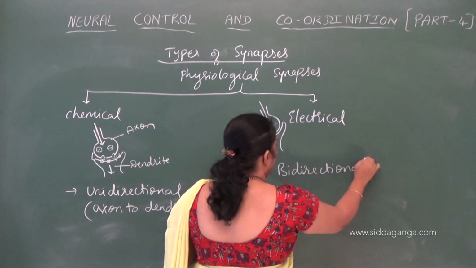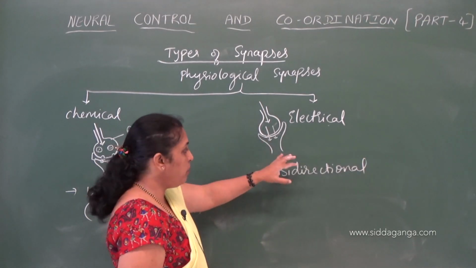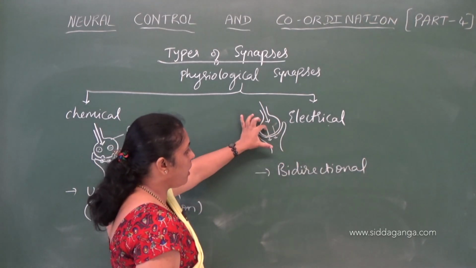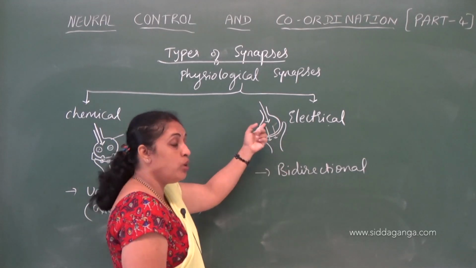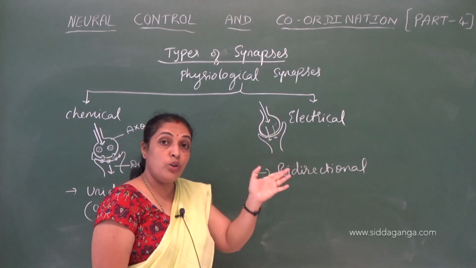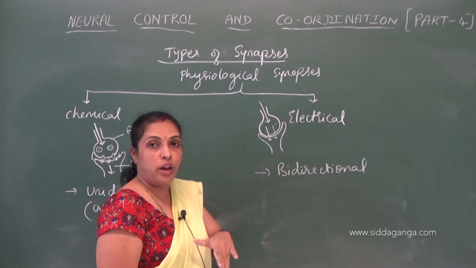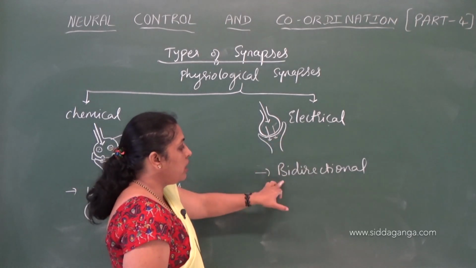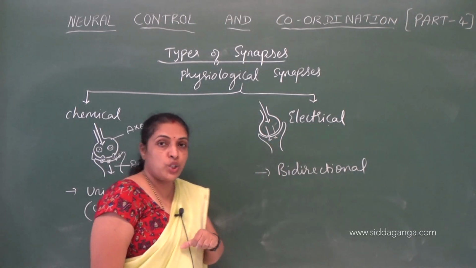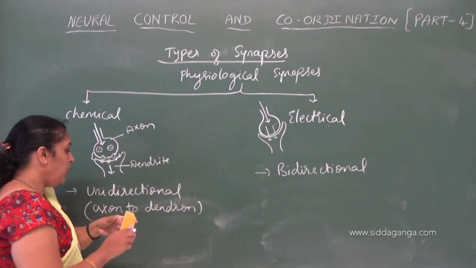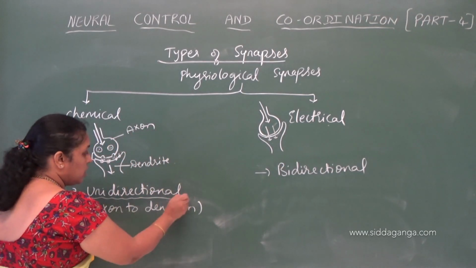Bidirectional means that impulse can be transferred from axon to dendron or dendron to axon or dendron to dendron or axon to axon. So in electrical synapses we see bidirectional, but in chemical it is always unidirectional.